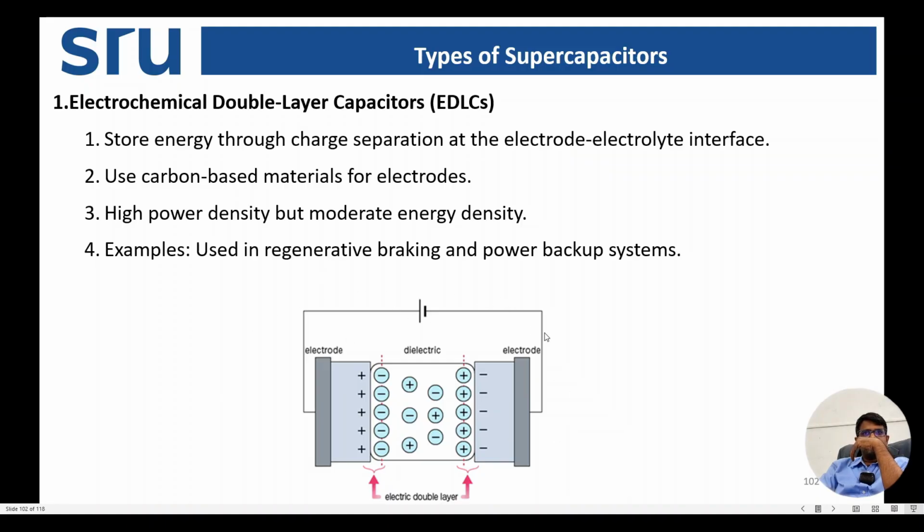See in this picture what you are observing. This is one electrode, this is another electrode, and in between is the dielectric. Here it is the electrolyte. In the electrolyte we have ions, positively charged ions and negatively charged ions.